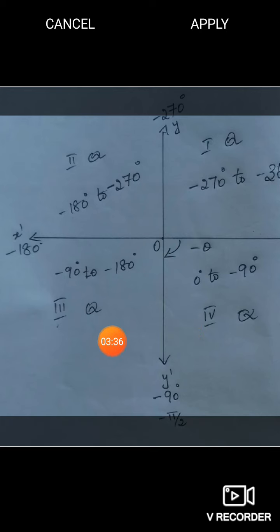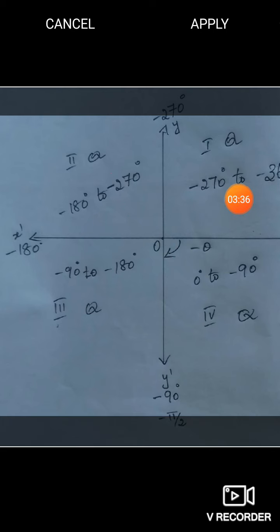Similarly, in third quadrant, the angles which vary from minus 90 degree to minus 180 degree lie in the third quadrant. For example, minus 100 degree lies in the third quadrant. Now you come to the second quadrant. Here the angles vary from minus 180 degree to minus 270 degree. Whichever angle lies between minus 180 degree to minus 270 degree lies in the second quadrant. For example, if you are asked to find out the quadrant of the angle minus 250 degree, it lies in the second quadrant.